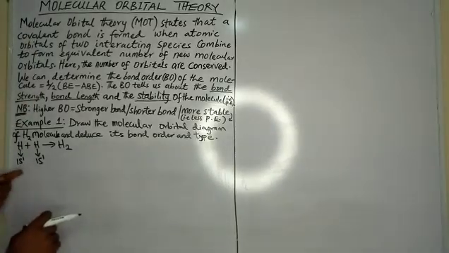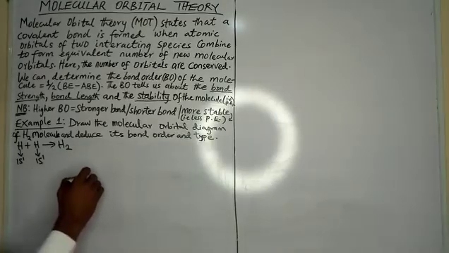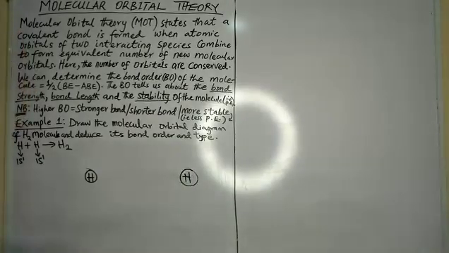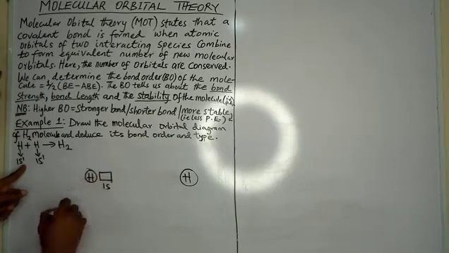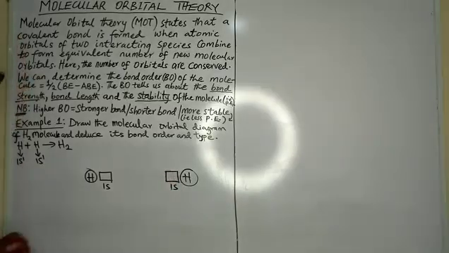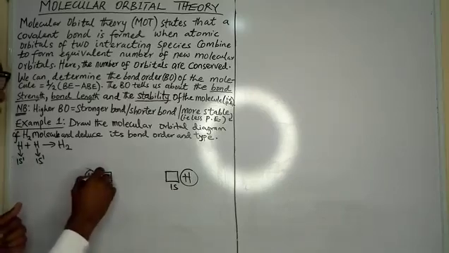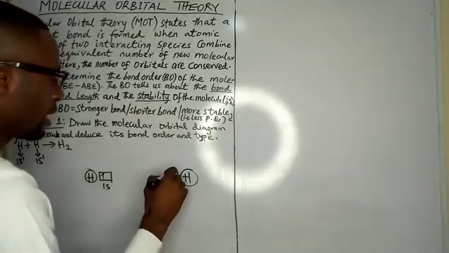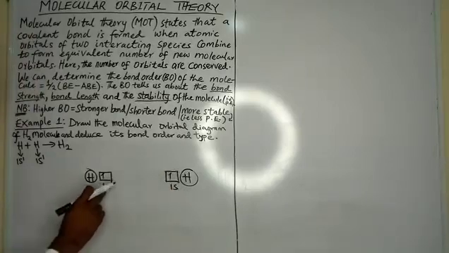If we are mixing these two atomic orbitals to make the molecular orbital, the diagram will be as follows. This is the first hydrogen atom, and here represents the second hydrogen atom. The first hydrogen atom has one box since it is a 1s orbital, and this has another box since it is a 1s orbital. So this is the atomic orbital of the first hydrogen, with one electron, and this is the atomic orbital of the second hydrogen atom. That's 1s1 and 1s1.